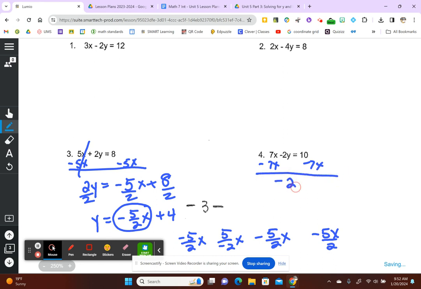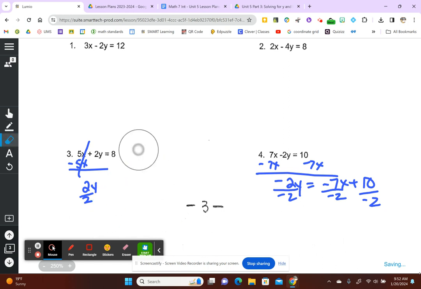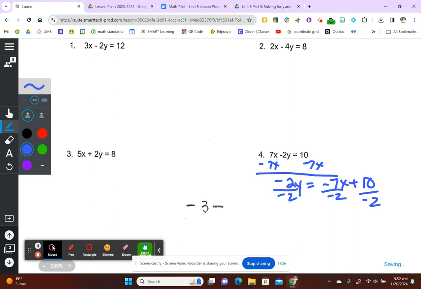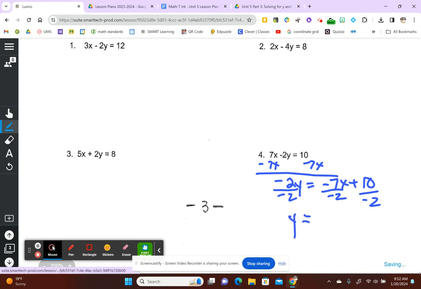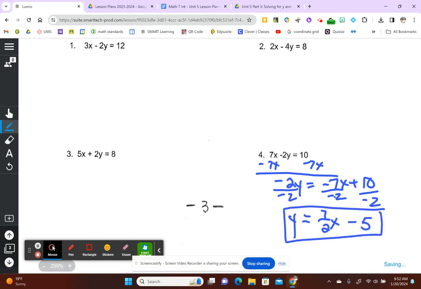I get negative 2y equals negative 7x plus 10. Divide by negative 2, divide by negative 2, divide by negative 2. And I get y equals, a negative over negative is a positive, and a positive over negative is a negative. So I get y equals 7/2 x minus 5.